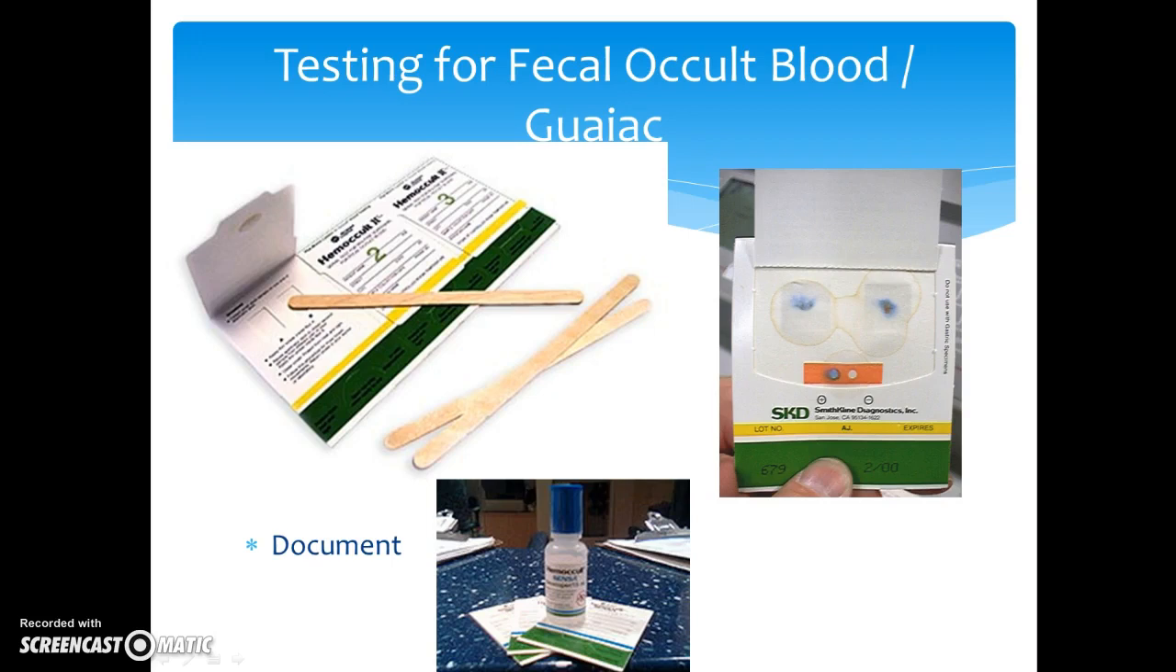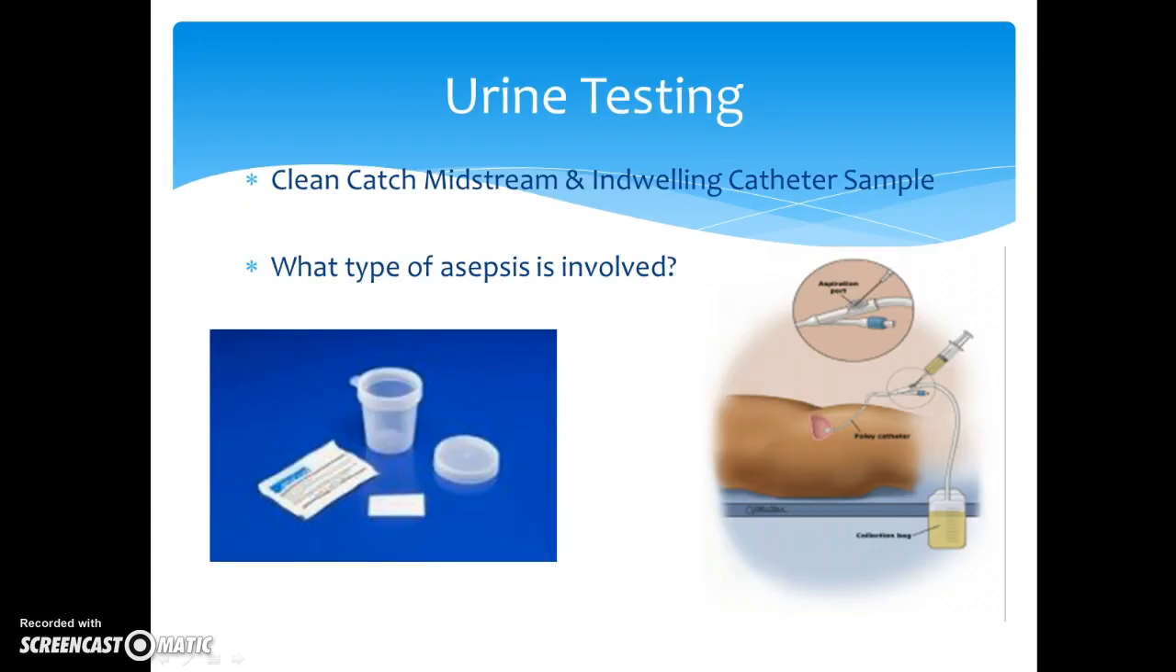As far as some sample testing, we're going to be doing some fecal occult blood or guaiac. Occult means microscopic, so we're going to be looking for microscopic blood in a stool specimen. And you can see here that there is a bluish color. This is a positive stool specimen that has some blood in it. Very important that we do these correctly.